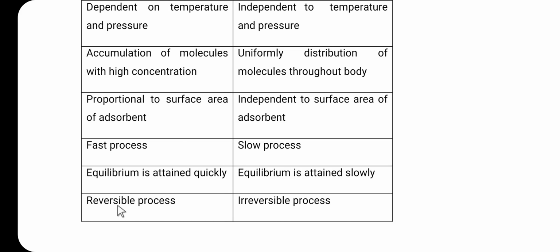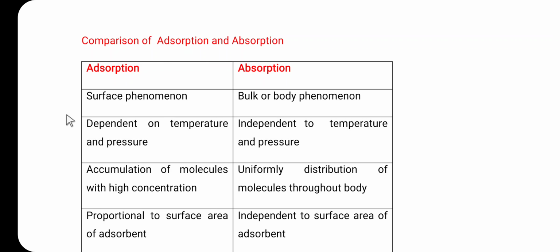What is the meaning of a reversible process? Whatever substance is adsorbed on the surface of another substance can be easily removed. So adsorption is the reversible process, while absorption is the irreversible process. Whatever substance penetrates into another substance cannot be easily removed. That is why absorption is the irreversible process. This is the main difference between adsorption and absorption.